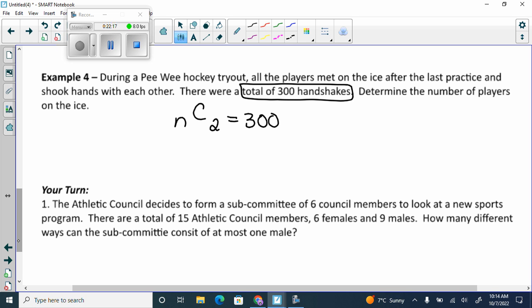How many are there? 25. We did this one before. So there are 25 players on the ice.